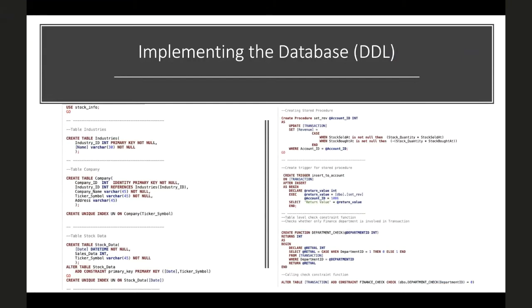We are also creating a trigger for the stored procedure, which depends upon the account ID that is passed on. As you can see here, we are setting the revenue, and we are returning the revenue value depending upon the customer ID. Moving on, we have the table check constraint for the department check. We are only assigning the finance department, which has a department ID of 1. If we have the finance department in the transaction table, then we move on with the transaction. If the department ID is not the finance department, then we do not move on.